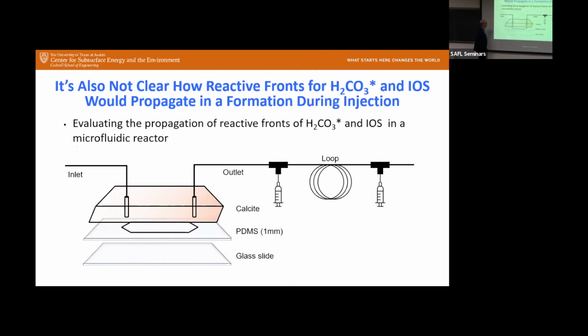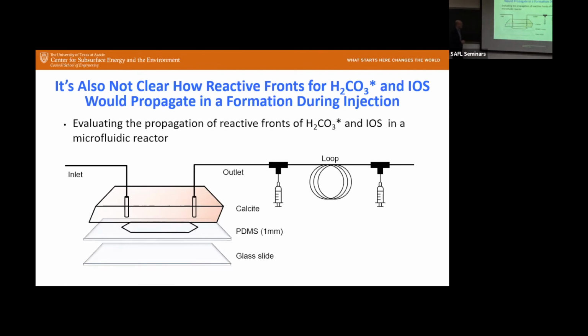And so the student, David Kyung-tae Kim, just built a system where he has a calcite block, and then a PDMS seal and a glass slide that presses against that. And then he has that all in a manifold. He's starting to look at injecting either carbonic acid alone or carbonic acid with IOS, and looking at how these etch pits propagate along the surface of the calcite.